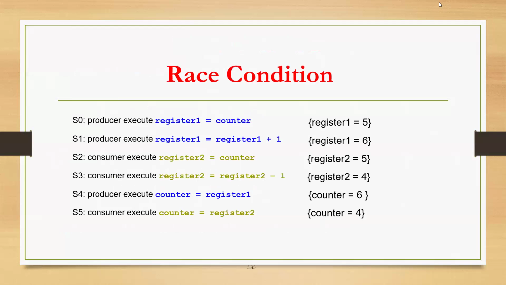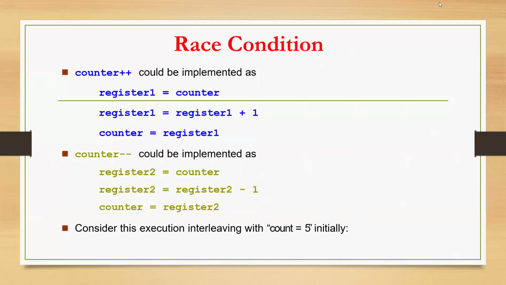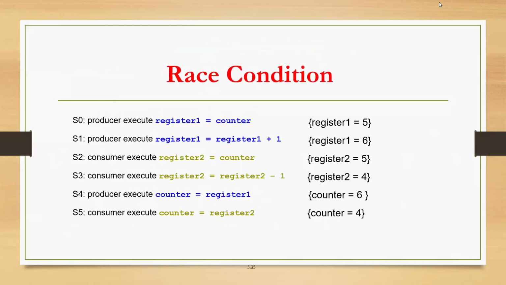So in task 0, S0, the producer executes register 1 equals counter. That is the first process, register 1 equals counter. So what is the counter variable? Already 5. So now register 1 contains 5. Then the producer executes register 1 equals register 1 plus 1. So what is the value of register 1? Already 5, so 5 plus 1, 6.